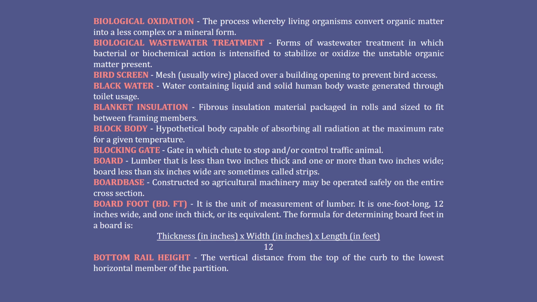Board foot. It is the unit of measurement of lumber. It is 1 foot long, 12 inches wide, and 1 inch thick, or its equivalent. The formula for determining board feet in a board is thickness in inches times width in inches times length in feet divided by 12. Bottom rail height, the vertical distance from the top of the curb to the lowest horizontal member of the partition.